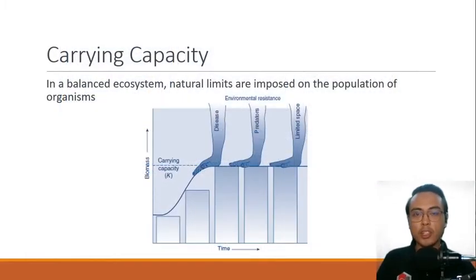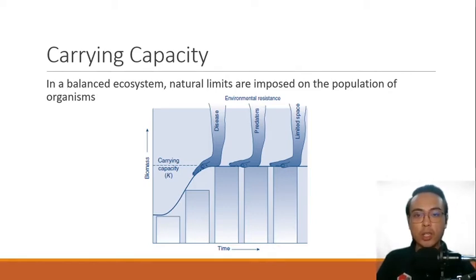First, the concept of carrying capacity. So we have already tackled carrying capacity in our previous lesson, no? The carrying capacity is the maximum amount of population that a certain environment can sustain with its renewable resources. In here, we interpret the carrying capacity as the same.